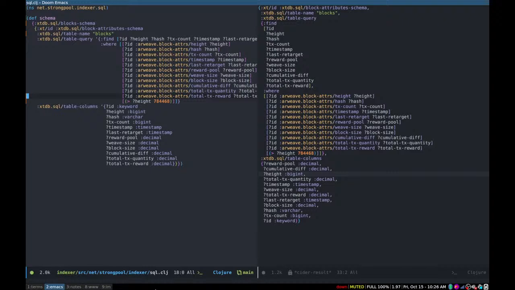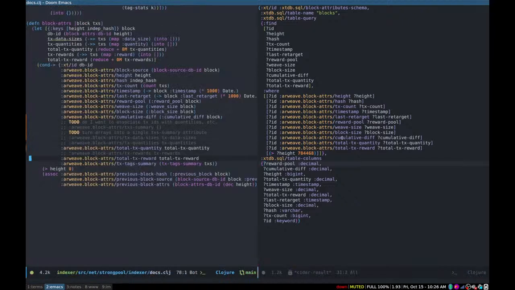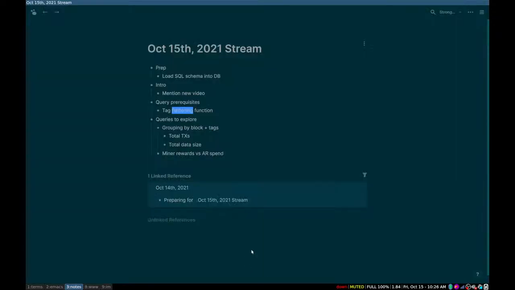In the schema, we have this tags summary. So I want to make this queryable in SQL, and I think the way to do that is writing a little function that flattens this out, and then we can put that into a query that's part of the SQL schema.